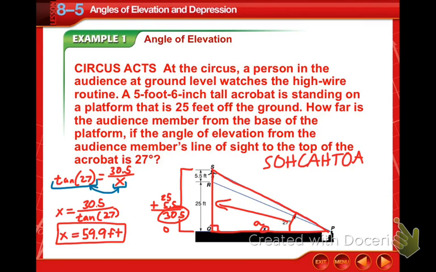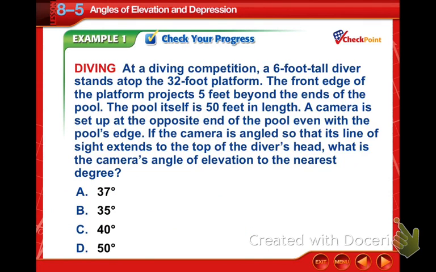Alright, so now let's look at the next problem. Okay, here's our next problem. We have a multiple choice one now, so you don't really need to write it down, just pay attention. At a diving competition, a 6-foot tall diver stands atop a 32-foot platform. The front edge of the platform projects 5 feet beyond the ends of the pool. Very important, gotta remember that. The pool itself is 50 feet in length.